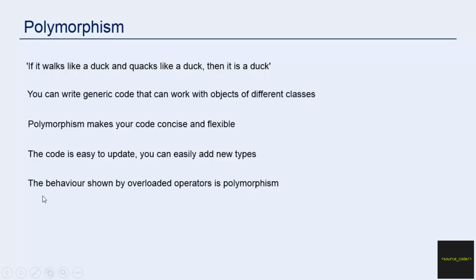Then the behavior shown by overloaded operators is also polymorphism. The overloaded operator takes different forms depending on the type it is operating upon. For example, this function can take different forms depending on the type of objects a and b. It will work correctly for objects of any type that support addition and multiplication.